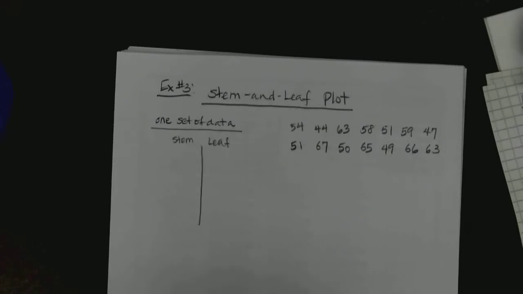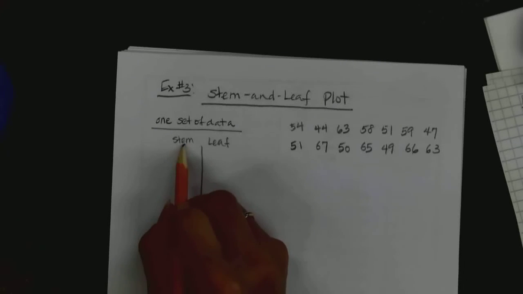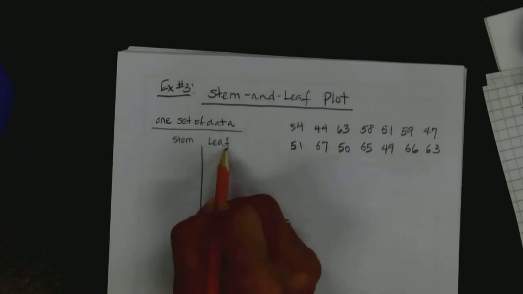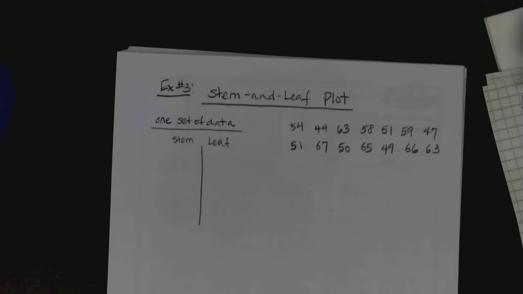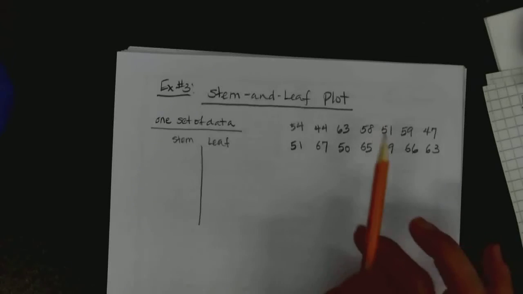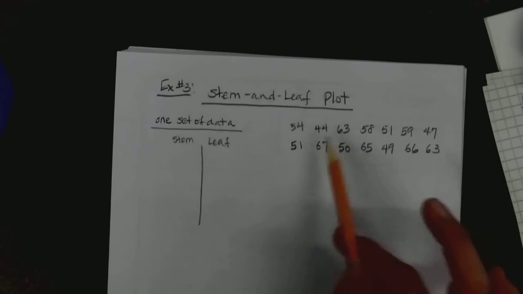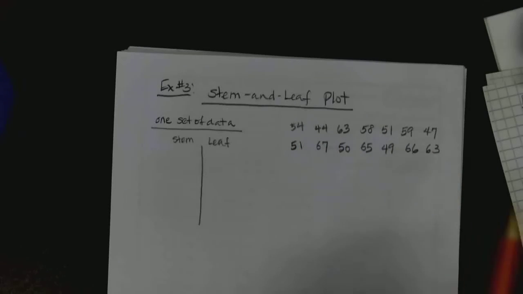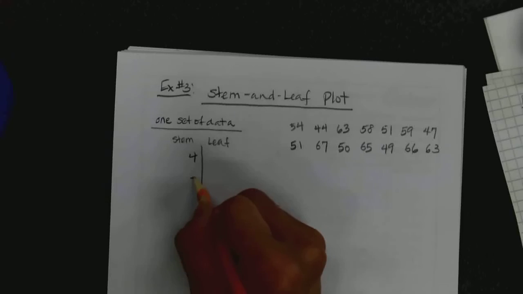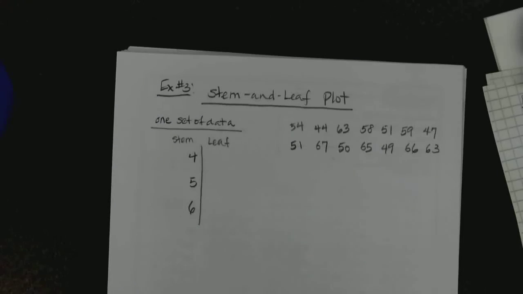So if you notice, on a tree, each stem has leaves coming out of it. When I look at the set of data, I see that all my numbers are in the 40s, 50s, and 60s. Everybody see that? So the stem part is your 40s, 50s, and 60s. So here are the 40s, here are the 50s, and those are your 60s: 4, 5, and 6. That's the stem part.